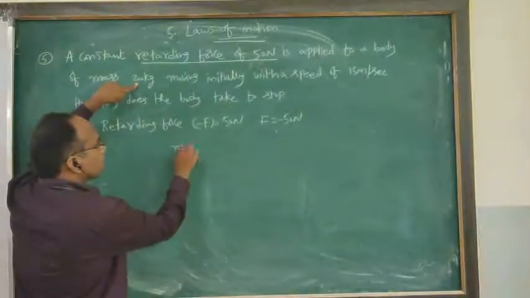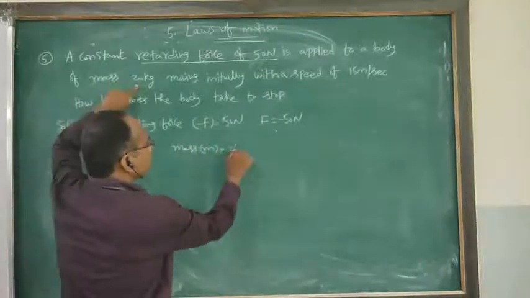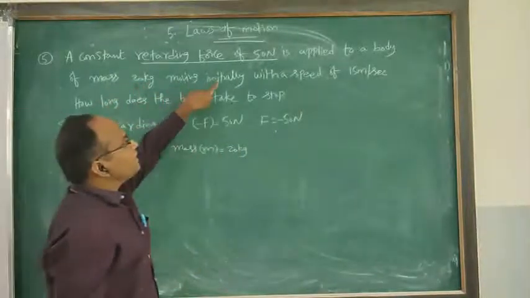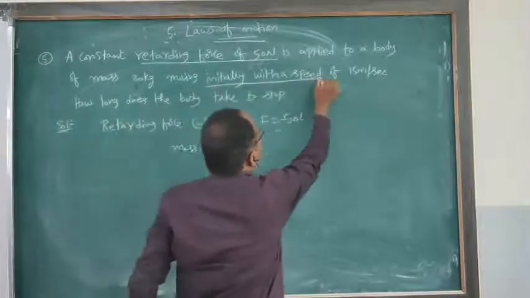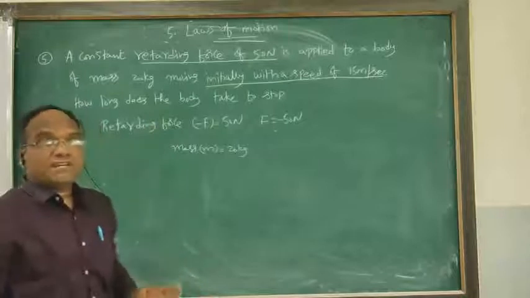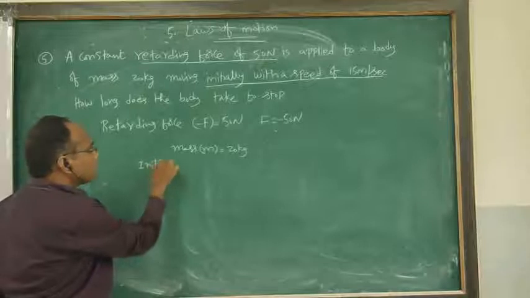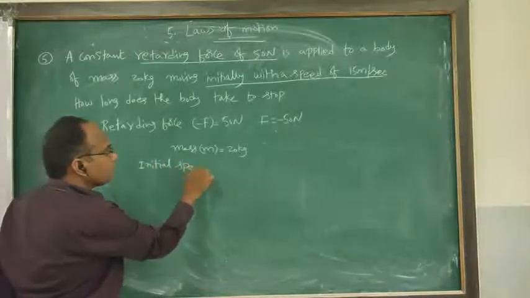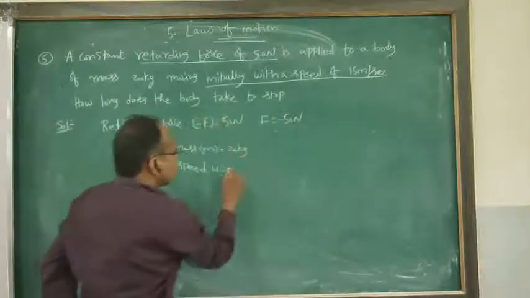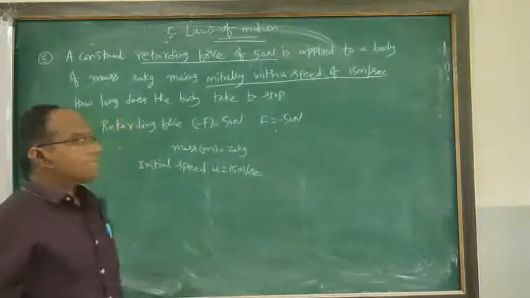So here, mass means what? M. M is equal to 20 kilogram. Moving initially with a speed. Initially means initial speed, nothing but u. U is equal to how much they are given? 15 meter per second.